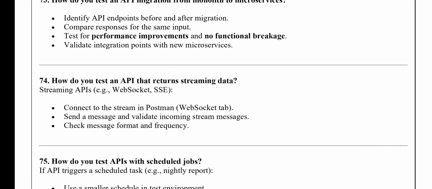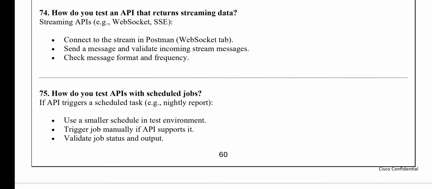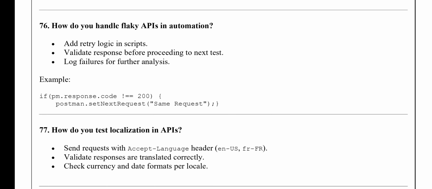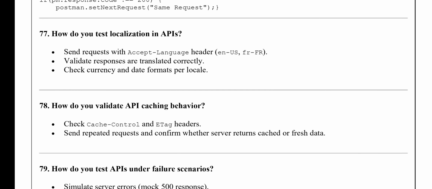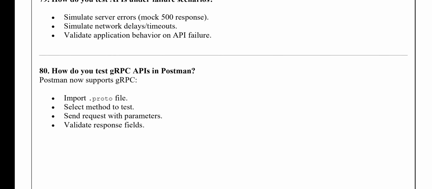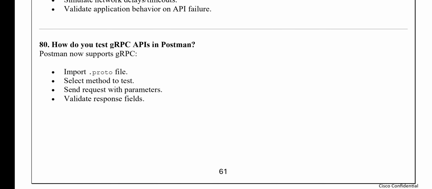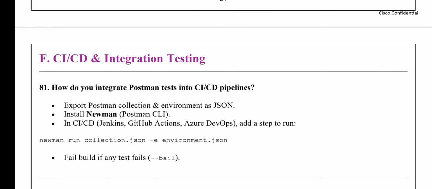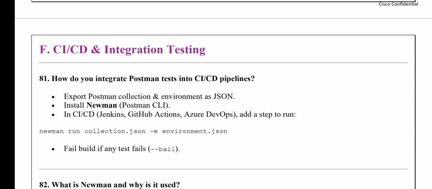How do you test an API that returns streaming data? How do you test APIs with scheduled jobs? How do you handle flaky APIs in automation? How do you test localization in APIs? How do you validate API caching behavior? How do you test APIs under failure scenarios? How do you test gRPC APIs in Postman? Okay. And in the next section, we have talked about CI/CD and integration testing.